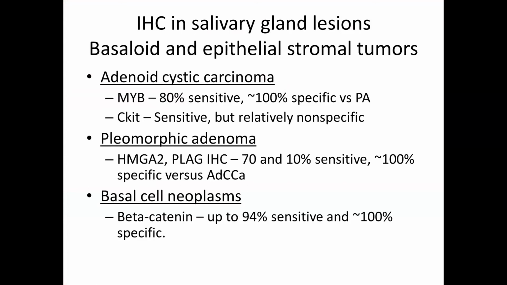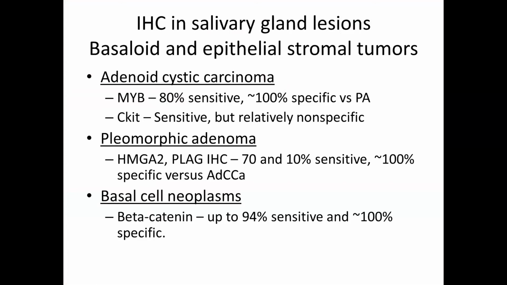Pleomorphic adenoma, again, defining rearrangements that have been described have been those that involve HMGA2 as well as PLAG1. And so you can use immunohistochemistry targeting PLAG1 and HMGA2 to help you make a diagnosis of pleomorphic adenoma in a difficult case, in a cellular or stromal-rich PA. Again, those antibodies are 70 and 10% sensitive, respectively, as well as almost 100% specific versus the main mimic, adenoid cystic carcinoma.